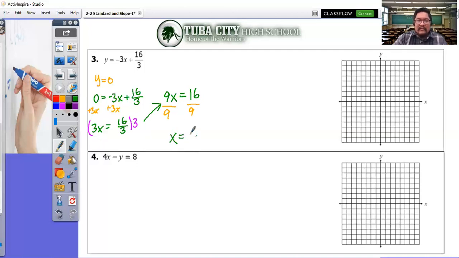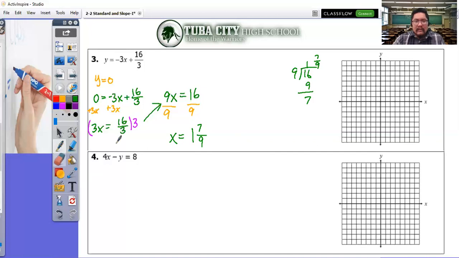So this equals 1. All right, so 16 divided by 9, you can just use your basic division like this. It goes in there one time, you get 9. 16 minus 9 is 7. So 7 left over. So 1 and 7/9.